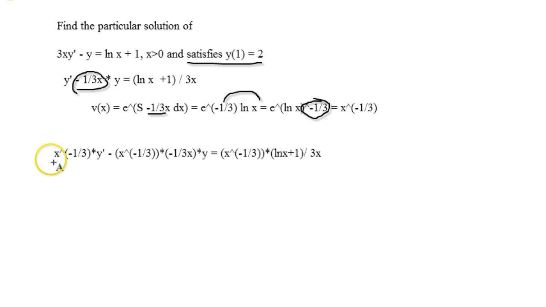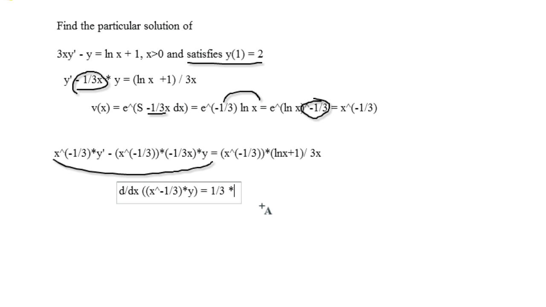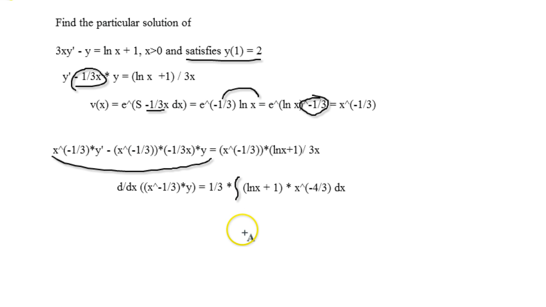Okay, and if you remember, we're just going to do the reverse of the product rule here. So we're going to have d over dx of x to the negative 1/3 times y. Probably should have an extra set of parentheses in there. All right, and then we're going to do the integral on the other side, except we're going to have 1/3 times the integral, which looks like this. When we do the integral of this side as well, these two just cancel out, and we're left with this.